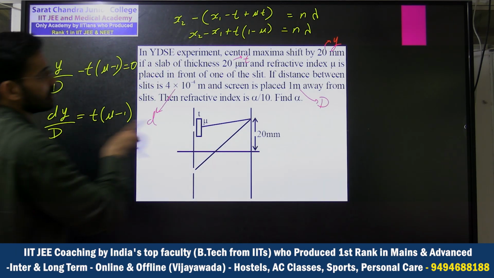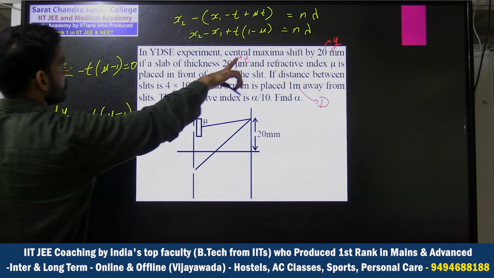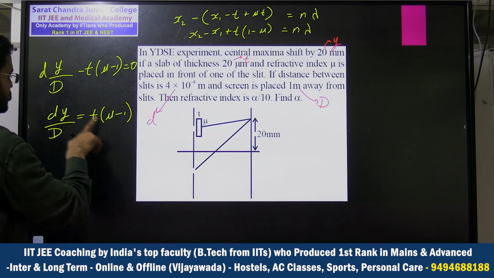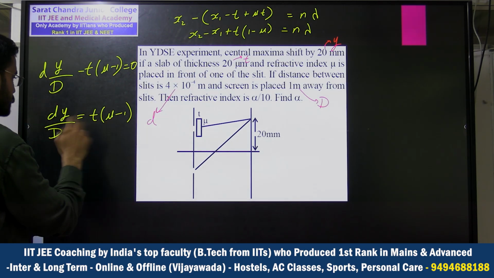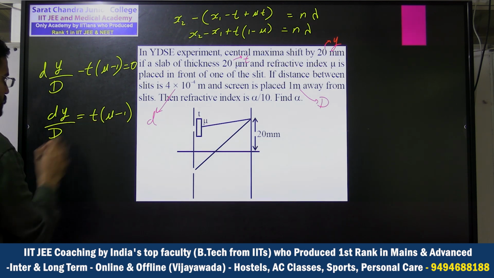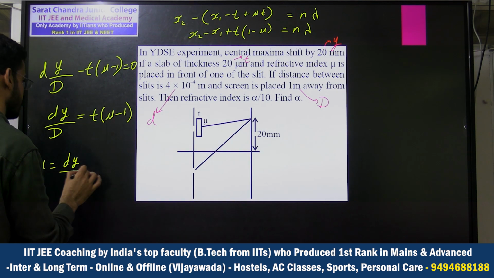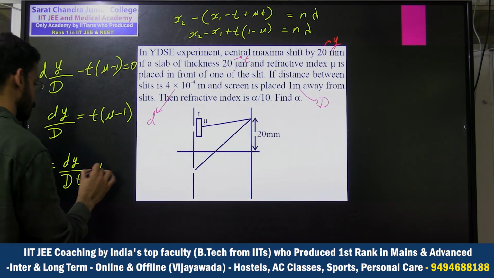Now he gave y, thickness t, small d, and capital D. He has a mu, right? So let's calculate the mu. T divide and then one side, this side. So mu will be what? dy by capital D into t plus 1.